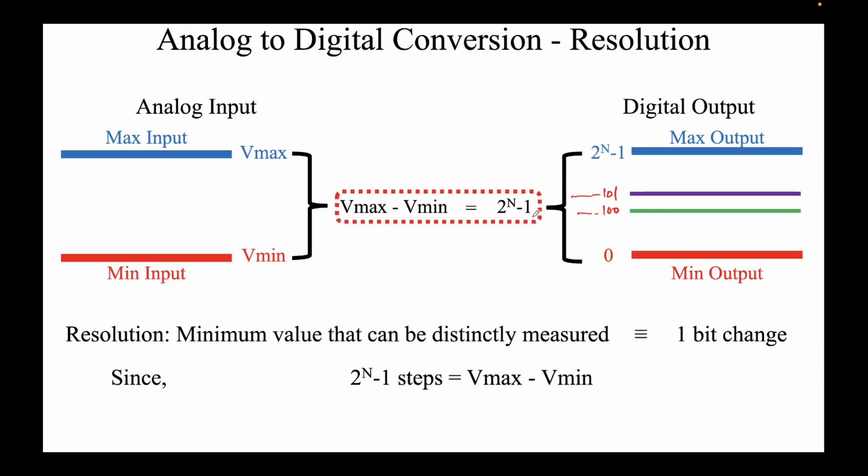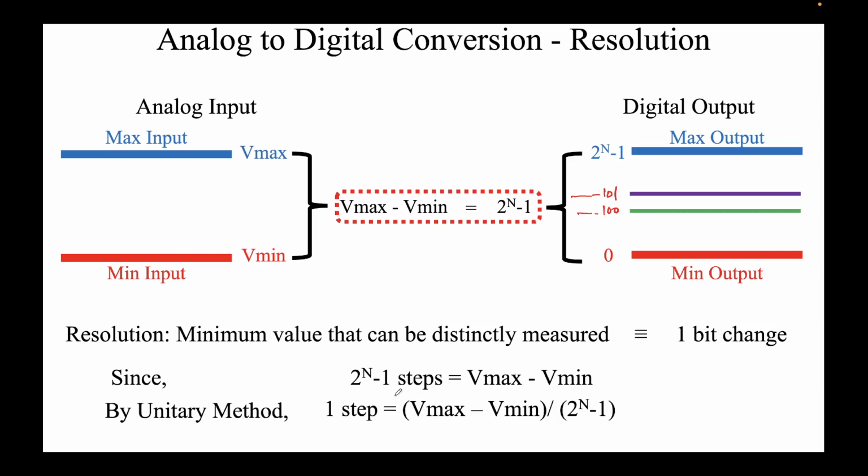And we know now that in order to go from minimum to maximum output, we have to take 2 raised to the power n minus 1 steps, and 2 raised to the power n minus 1 corresponds to Vmax minus Vmin, which we established earlier. A simple unitary method tells us that one step will be equal to Vmax minus Vmin over 2 raised to the power n minus 1, which is nothing but the resolution, because we have defined the resolution in such a manner that a 1 bit change is the resolution. So this is the corresponding value in volts.